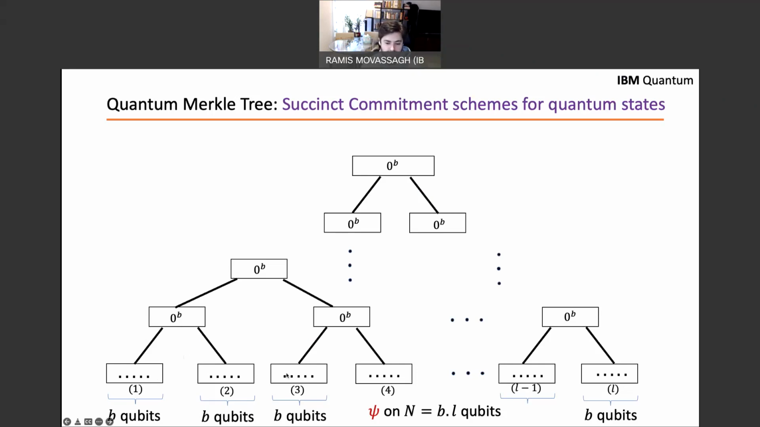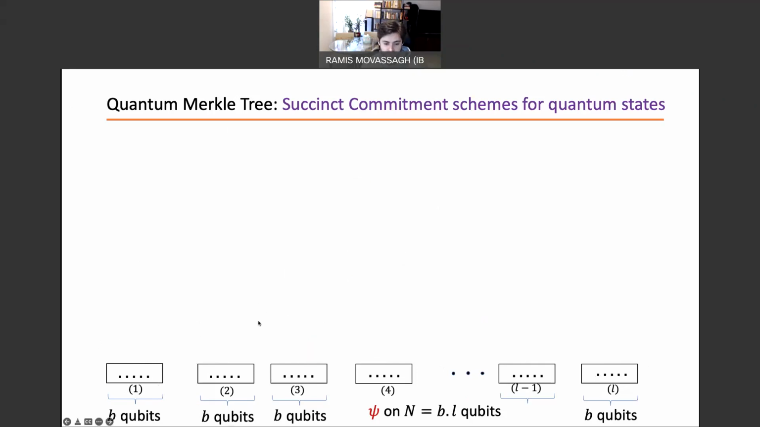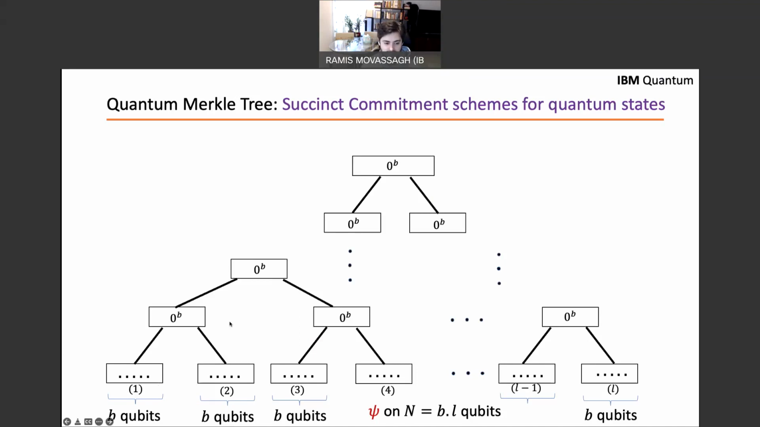So the prover again has this n-qubit quantum state, and builds a Merkle tree where every one of the non-leaf nodes is initialized to the tensor product of all zeros over B qubits. That's important in this case; it does matter that we start with all zeros. The prover also picks an order, just like before, from left to right, and then layer by layer upwards.